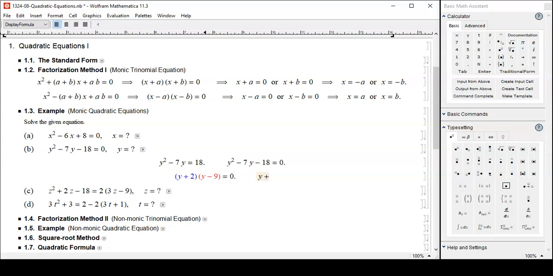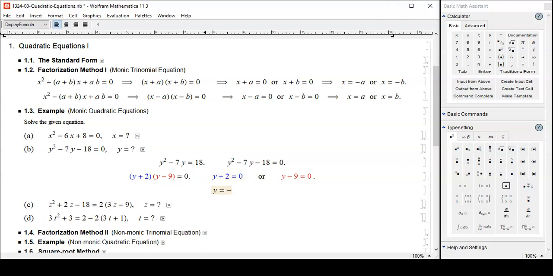Y plus 2 is equal to 0, or y minus 9 is equal to 0. So that came from the blue factor, and that came from the red factor. And let's go ahead with the solution. Y is either -2 or y is equal to 9. This came from blue, and this came from red.